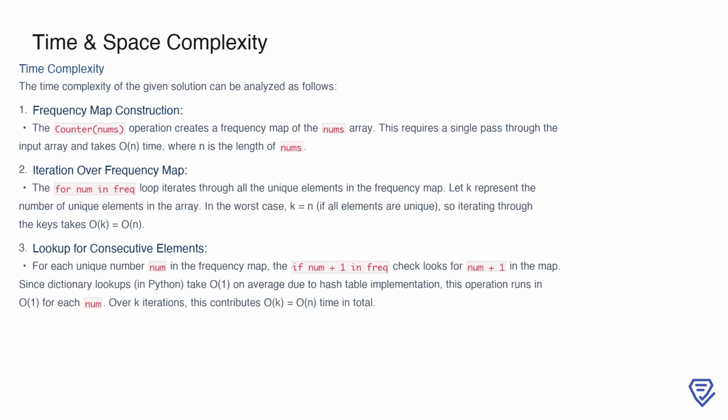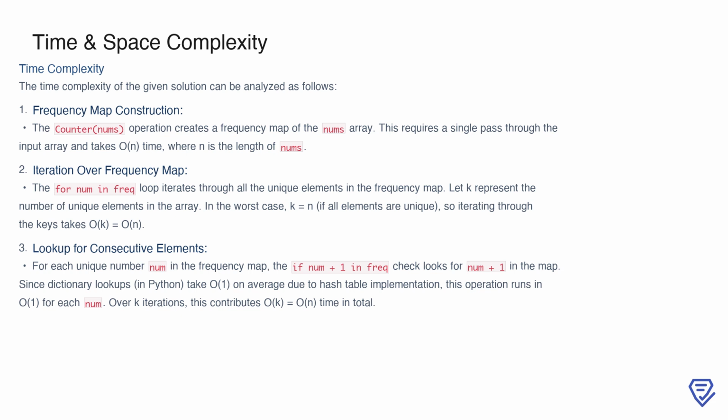To analyze the time complexity of our solution, let's first look at the construction of the frequency map. Using the Counter(nums) function, we traverse the entire input array once, counting the occurrences of each element. Since we're making a single pass through the array, this step takes O(n) time, where n is the length of the array. Next, we iterate over the keys of the frequency map.